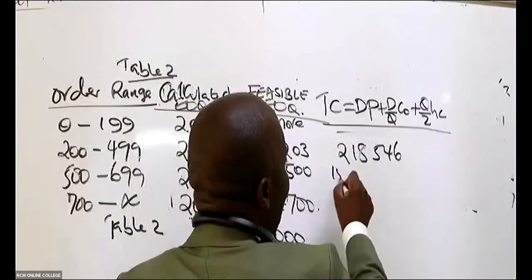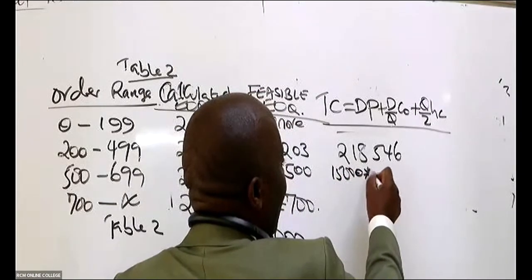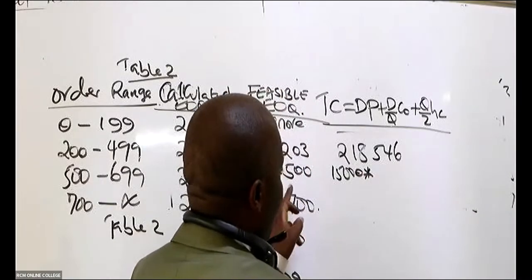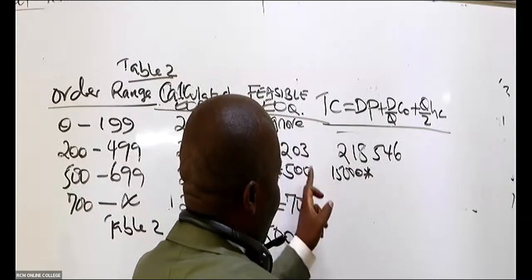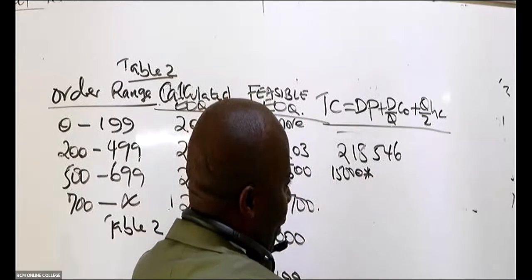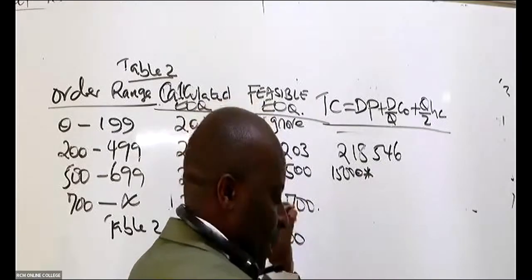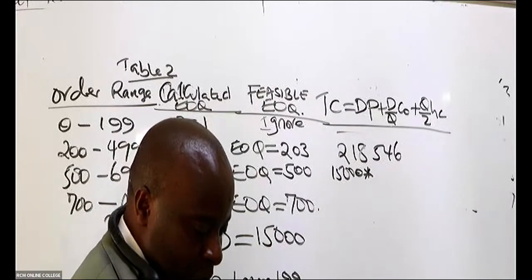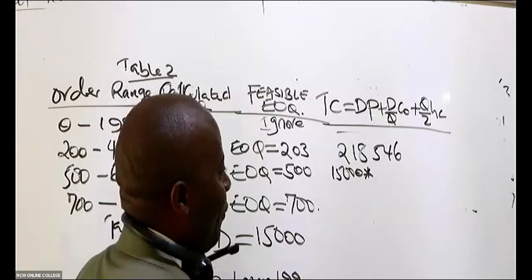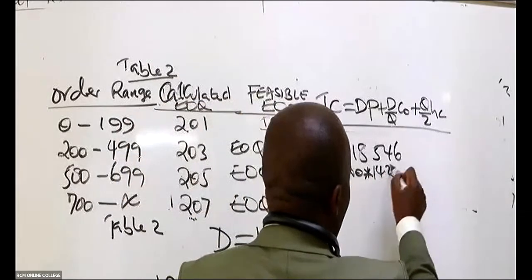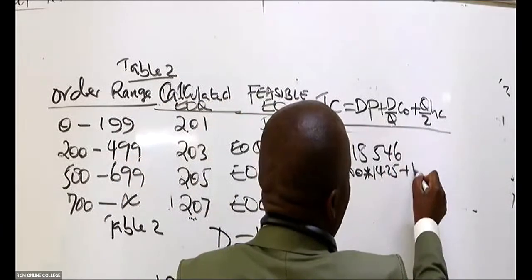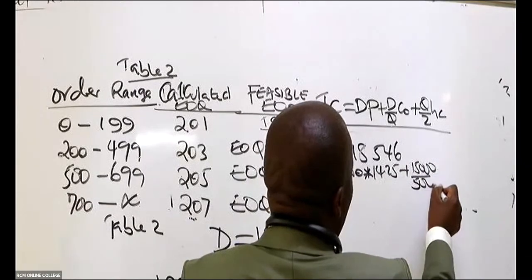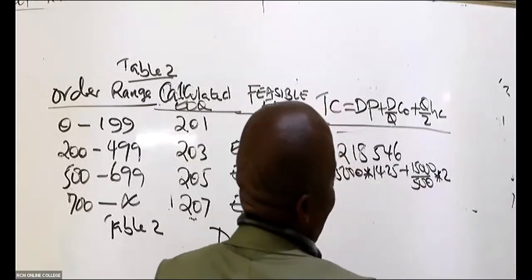Then we go to the second evaluation of this feasible quantity. The annual demand is still 15,000. For the third class, what was the applicable price? Go to your table 1 above and give me the applicable buying price for the third class. It is 14.25, thank you so much. 14.25 plus D, which is still 15,000, over Q, which is 500 now, times cost per order, which is 2.